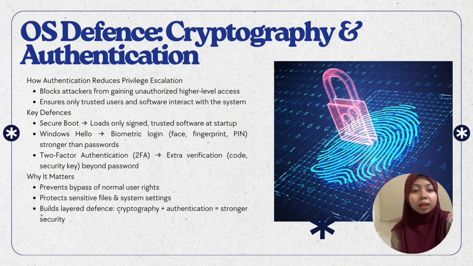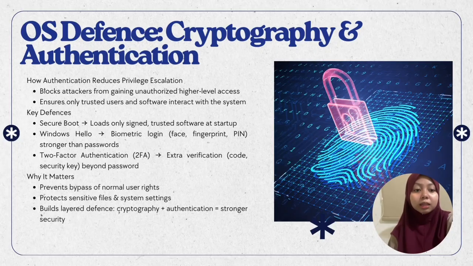First, Windows 10 uses Secure Boot. This ensures that only trusted signed software can load during startup. By blocking malicious programs like rootkits from hijacking the boot process, Secure Boot protects the system right from the moment it powers on. Next, Windows Hello provides biometric authentication, things like facial recognition, fingerprints, or a secure PIN.